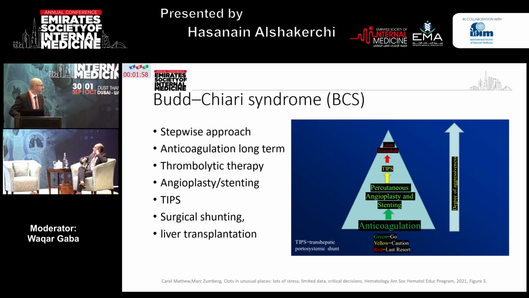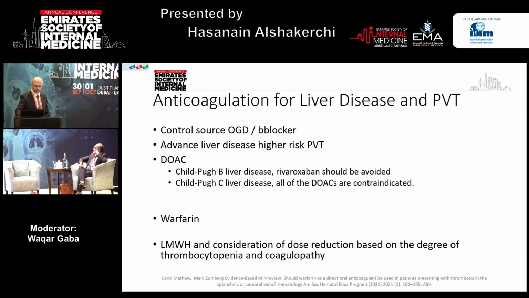But it is a stepwise approach: anticoagulation long-term, and in the short term, low molecular weight heparin, then followed by warfarin. Extremely rarely, angioplasty and thrombolytic TIPS are used as a stepwise treatment. The challenging bit is the anticoagulation for the liver disease and portal vein thrombosis.